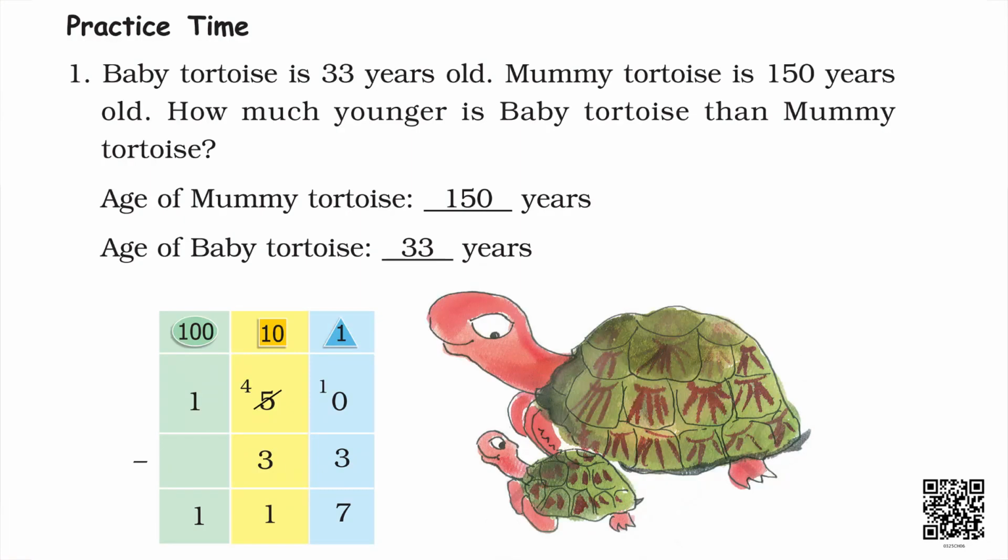Moving on, we will subtract 3 from 4, which will give us 1, and the 1 in the hundreds place will come down as it is. Hence the answer is 117 years.